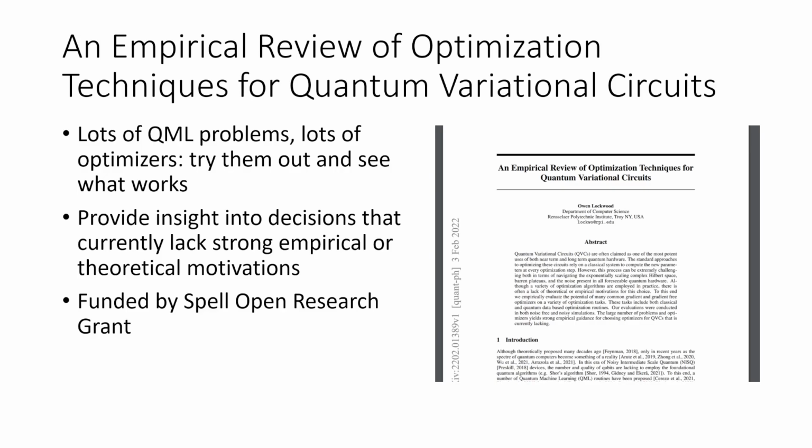It kind of seems like you pick at random, or you pick a few and then try to guess. And so the goal of this was simply, well, there's lots of problems, there's lots of optimizers. Let's just try all of them and see what works, and then we can make empirically informed judgments about it. The funding for this did come from the SPELL Open Research Grants. So thank you to them.